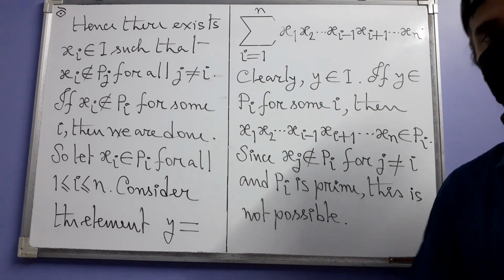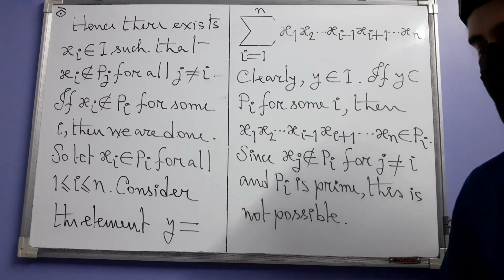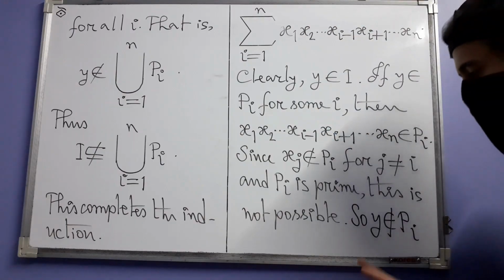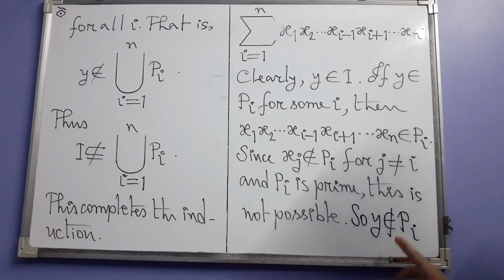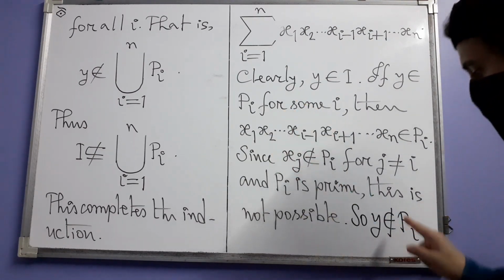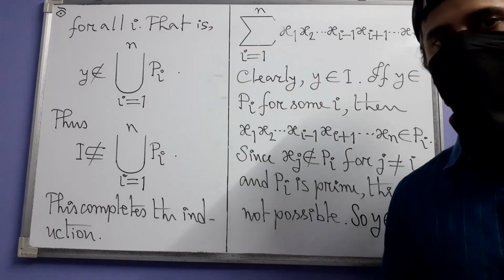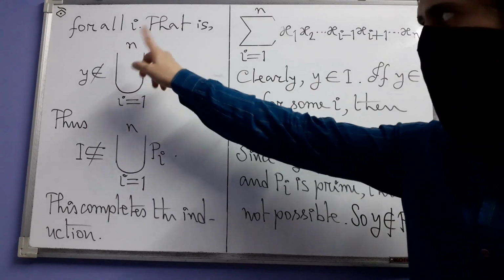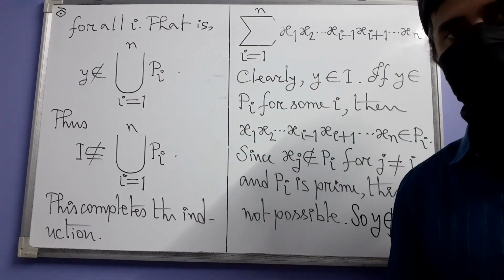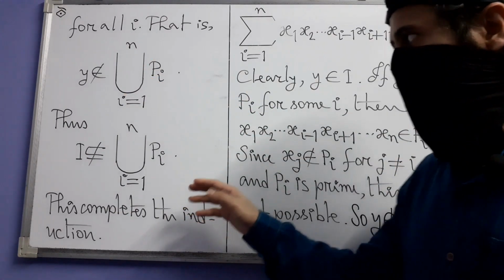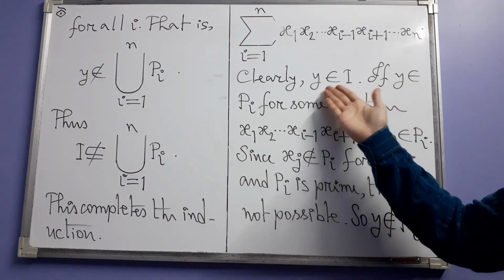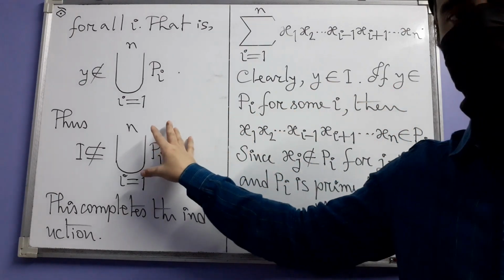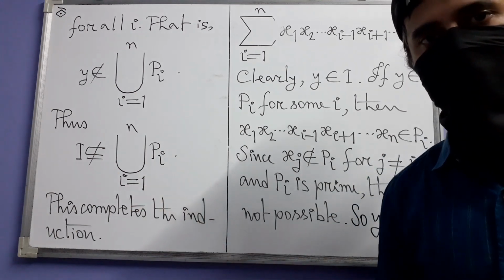That is why y cannot belong to Pi. So let's now write what that gives us. Okay, so y does not belong to Pi, but not just that, this happens for all i. That means y is in none of the Pi's, and that is why y does not belong to the union of the Pi's. But y is in I, so there is at least one element in I which is not in this union. So I is not a subset of this.